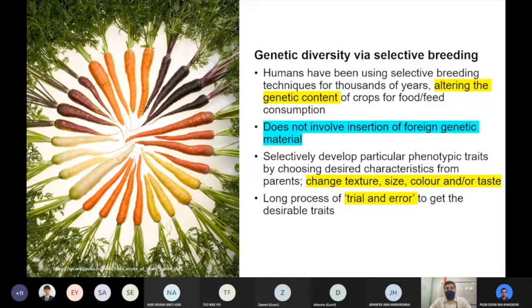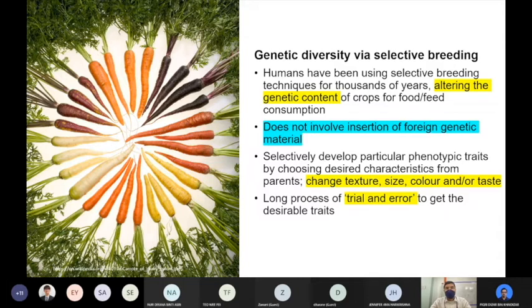Also, we do this because we want to change the texture, size, color, and taste, and possibly yield, to make it more high yielding than the previous ones. And this process can take a very long time, as you can see in the case of corn. It took thousands of years of trial and error to get the most desirable traits.